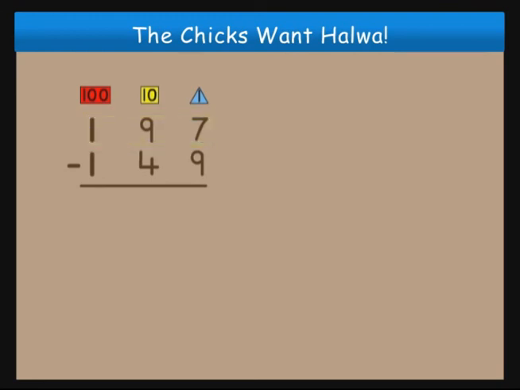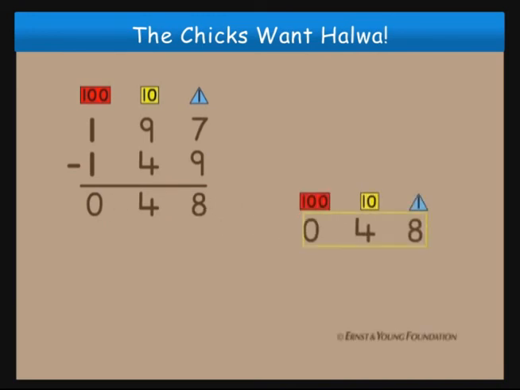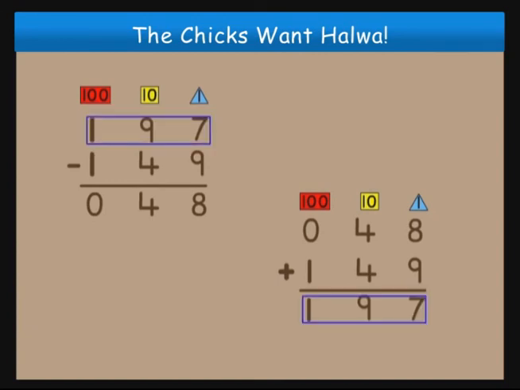197 minus 149 is equal to 48. 48 plus 149 is equal to 197.